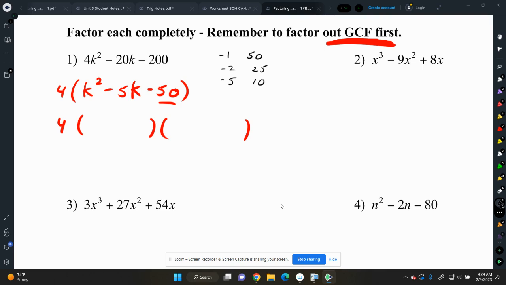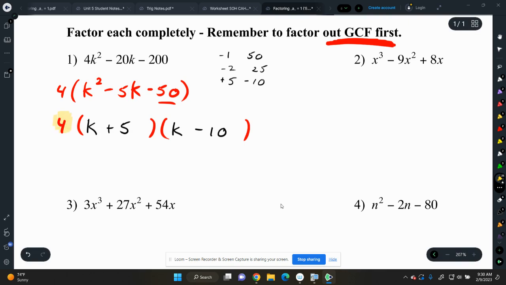What do I need? I need negative 5. So what would I do? Switch it, make it a positive 5 and a negative 10. Now we have 5 times negative 10 equals negative 50. 5 plus negative 10 equals negative 5. So we've got 4, k plus 5, k minus 10. Notice that I keep the 4 there. The 4 does not disappear. Okay? The 4 does not disappear.